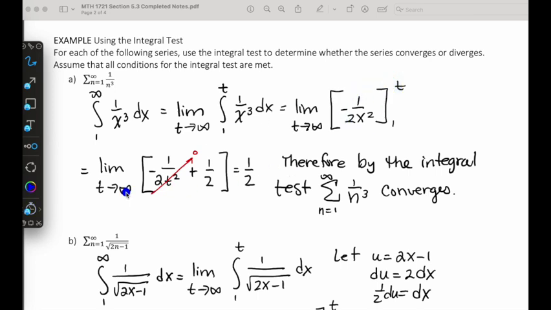When I evaluate this from 1 to t, I get negative 1 over 2t squared plus 1/2. This becomes a plus because this is a negative, and then when we subtract that second term, when we evaluate it, it changes to a positive. And then as we take the limit as t goes to infinity, the denominator gets bigger and bigger, so the whole fraction gets smaller and smaller. So this fraction here approaches 0 as t approaches infinity. And so then we're left with 1/2. So this tells us by the integral test, we know that this series converges because the integral converges.